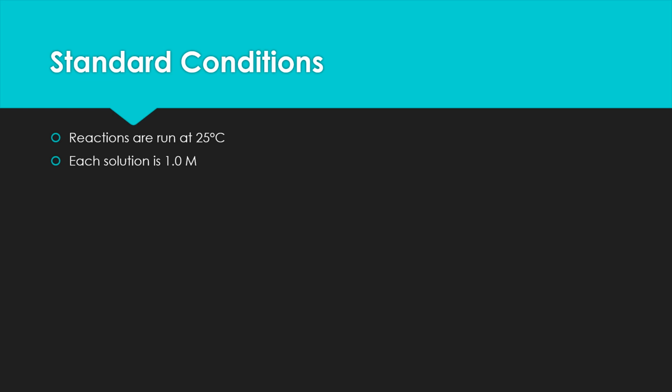So the first thing we need to understand is what standard conditions are. When we look at our list of standard reduction potentials with those half reactions, all the reactions are run at 25 degrees Celsius, so basically room temperature, and each solution that they're placed in, each of the half cells with their aqueous solution, is 1 molar, so that we have the same conditions for every single measurement that's made. So we're going to be looking at what happens when it's not 1 molar.